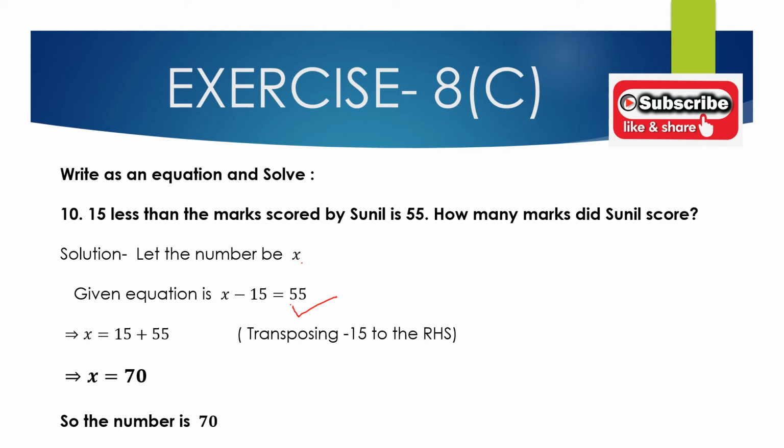15 less than the marks scored by Sunil is 55, so we have to subtract 15 from the variable x. x minus 15 equal to 55. Now x will be, this minus 15 transposed to the right hand side, the minus symbol changes to plus symbol. So x equal to 15 plus 55, and 15 plus 55 is 70. Now we get x equal to 70, so the number is 70.